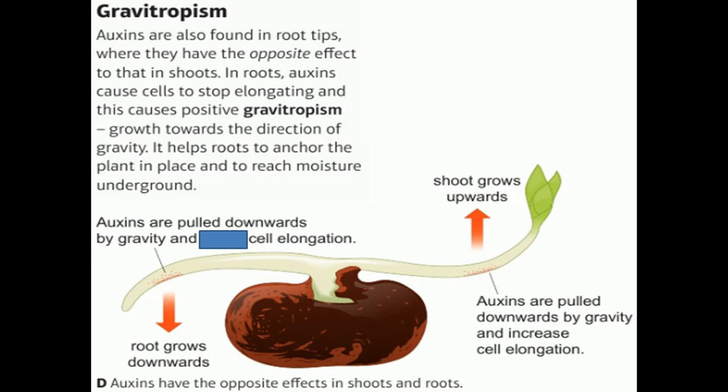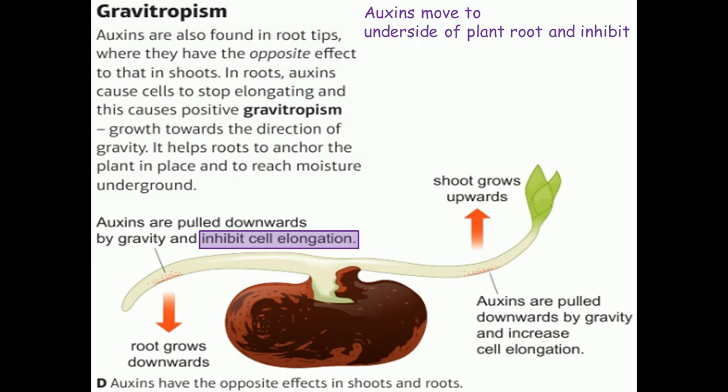So the key point in an exam question about gravity is that auxins, which are found in the root tips, instead of causing cell elongation, inhibit cell elongation in the roots. So their effect in the roots is opposite to their effect in the shoots. In the shoots, they cause cell elongation. In the roots, they inhibit cell elongation. So how does gravity have an effect?